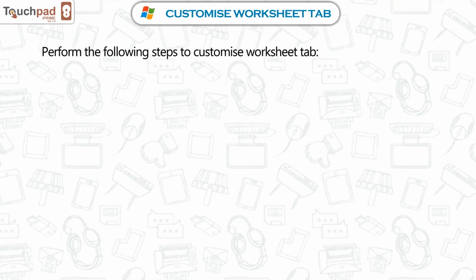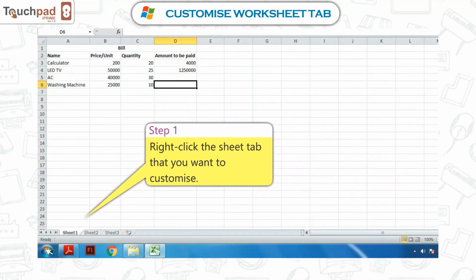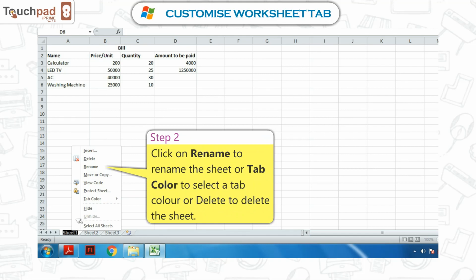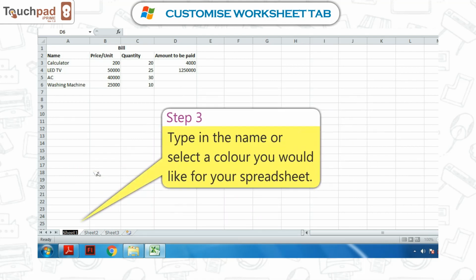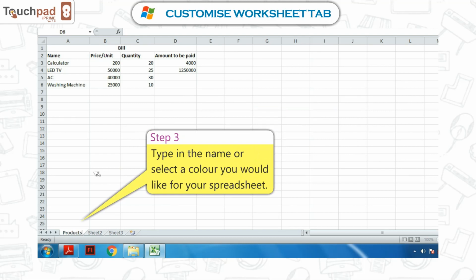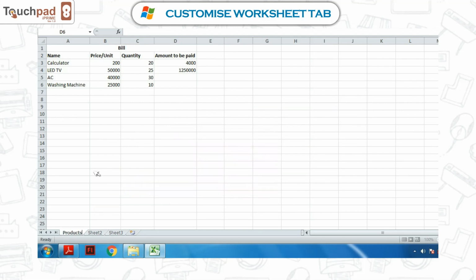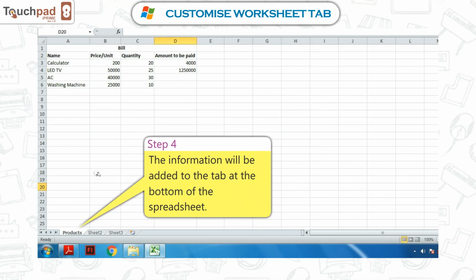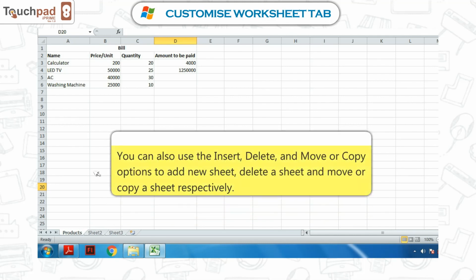Perform the following steps to customize Worksheet tab. Step 1. Right-click the sheet tab that you want to customize. Step 2. Click on Rename to rename the sheet, or Tab Color to select a tab color, or Delete to delete the sheet. Step 3. Type in the name or select a color you would like for your spreadsheet. Step 4. The information will be added to the tab at the bottom of the spreadsheet. You can also use the Insert, Delete, and Move or Copy options to add a new sheet, delete a sheet, and move or copy a sheet respectively.